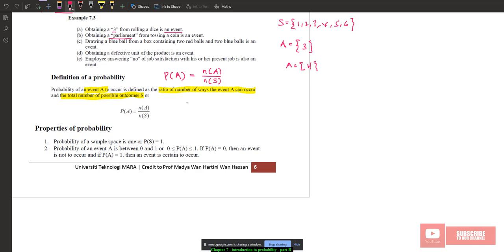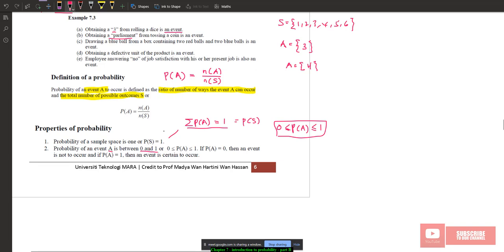When we talk about probability, there are two properties of probability. The probability of the sample space is equal to 1, which means that the summation of all probability values should be equal to 1, which is also equal to the probability of the sample space. And then, the probability of event A should lie between 0 and 1. It should not be less than 0 and it should not be greater than 1. It should lie between 0 and 1, including 0 and 1, because the summation of all probability is equal to 1. So these are the properties of probability.